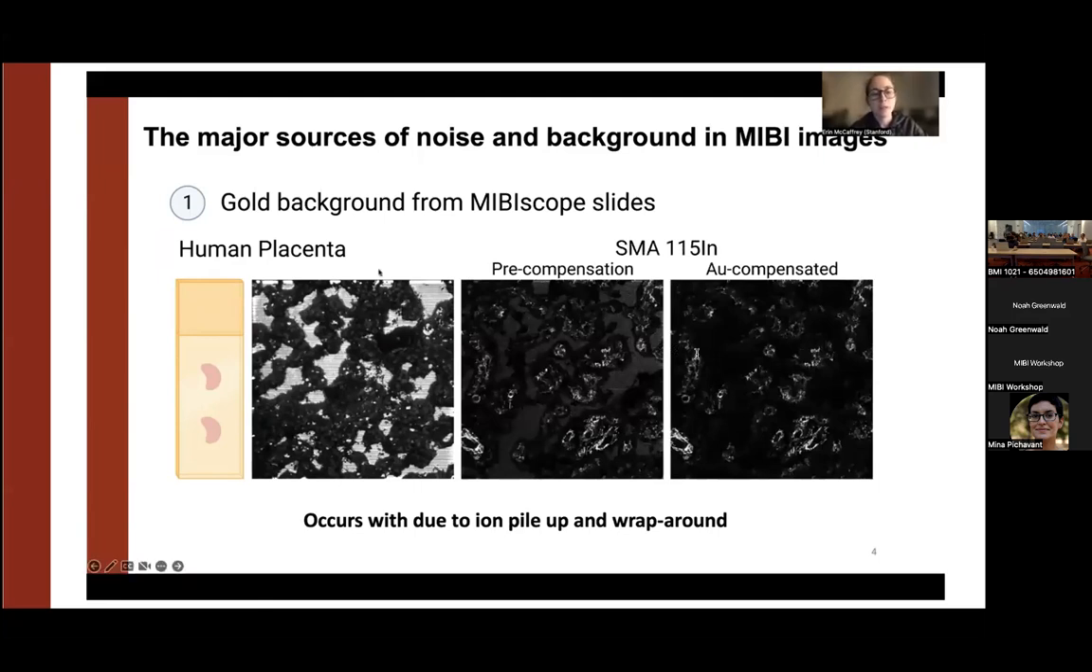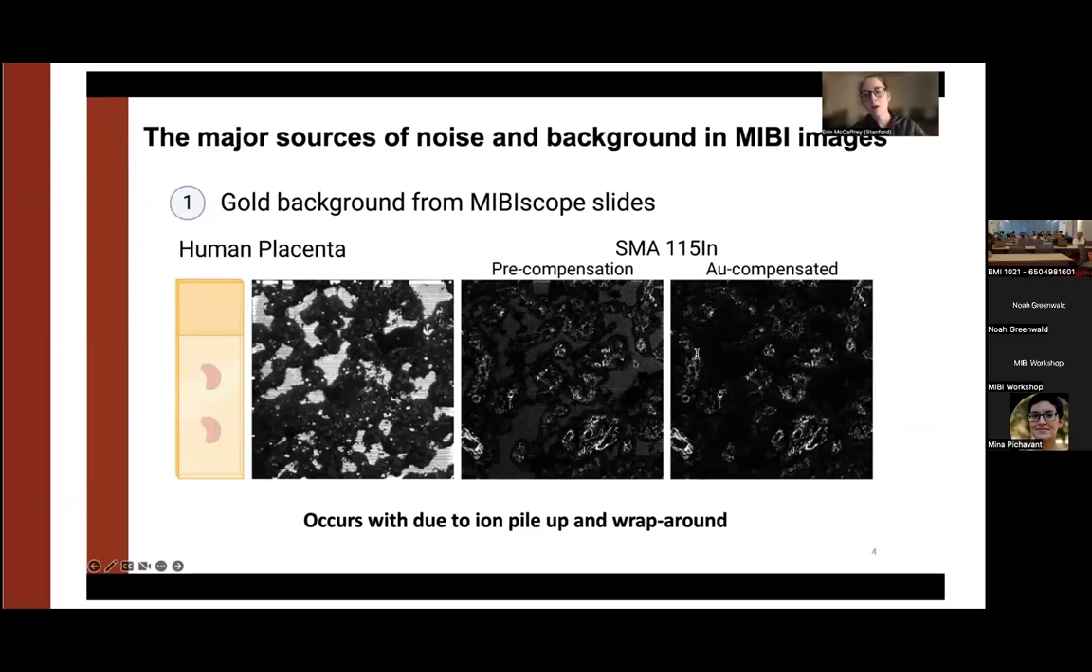And so here I'm showing that same human placenta, only now I'm showing staining for smooth muscle actin at mass channel 115. In the pre-compensated image, we can appreciate that in addition to our true signal, we also have these regions of background signal that directly co-register with regions of bare slide. Now, when we image these regions during a MIBI-TOF run, a tremendous number of gold ions will enter the detector, and this can cause ion pileup or wraparound signal, leading to the presence of these regions of background.